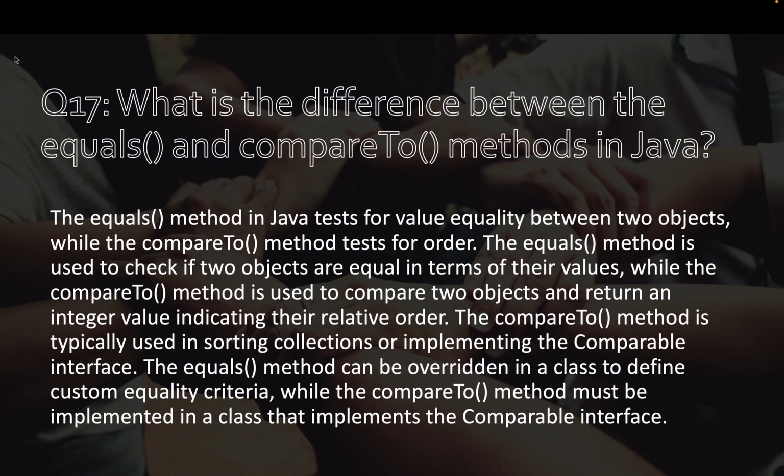The compareTo method is typically used in sorting collections or implementing the Comparable interface. The equals method can be overridden in a class to define custom equality criteria, while the compareTo method must be implemented in a class that implements the Comparable interface.